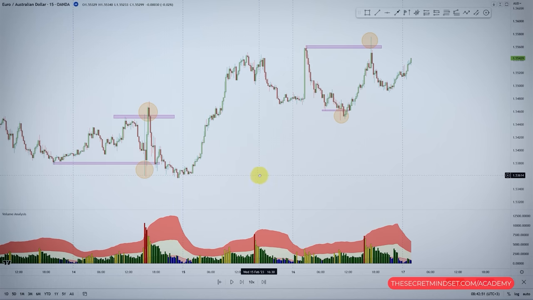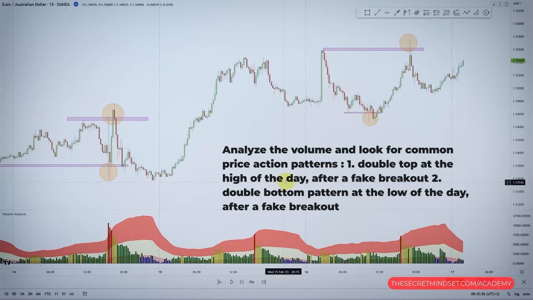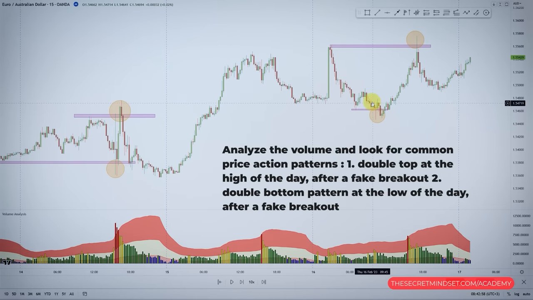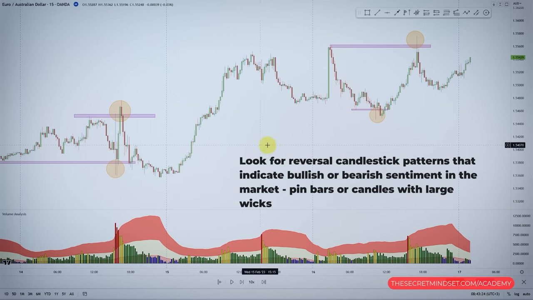You can identify this type of fake breakout by carefully analyzing the volume and some common price action patterns. Fake breakouts often form specific price patterns that signal a reversal or a continuation of the trend. For example, a double top at the high of the day after a fake breakout, or a double bottom pattern at the low of the day, again after a fake breakout, is a clear sign of market manipulation. If you find a reversal candlestick pattern, that's even better.